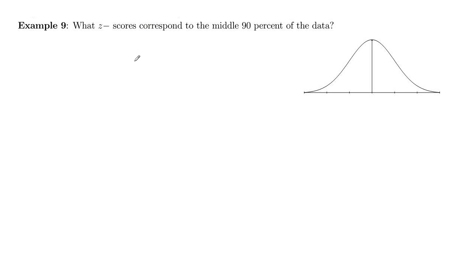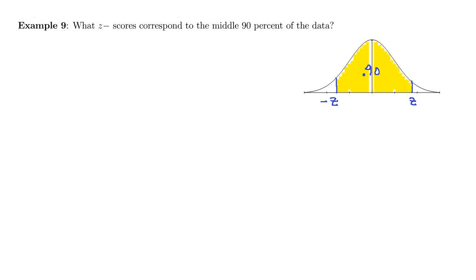Another question that we want to be able to answer is what z-scores will correspond to a middle certain percent of the data. So for example, the middle 90% of the data. So what we're asking is what z-score goes here and then its opposite over here so that you've got 90% of the data in the middle right there. So in other words, this yellow area here and here is 90% of the data. So 0.9.